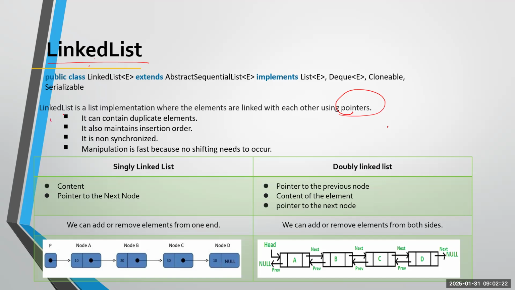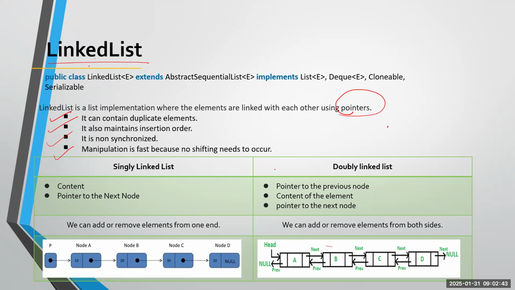Yes, we can have duplicate elements because of the List interface. Insertion order is also maintained, an ordered collection, right? Because of the List interface. It is also like ArrayList, non-synchronized only. And manipulation is quite fast because here we don't need any shifting. If you want to add any element, just add it like a node. That's the reason it is quite easy.